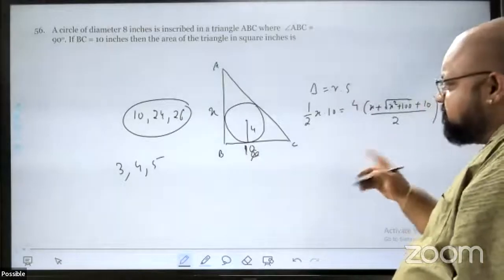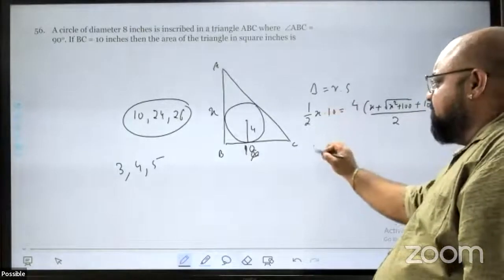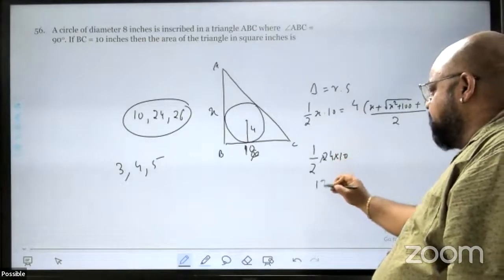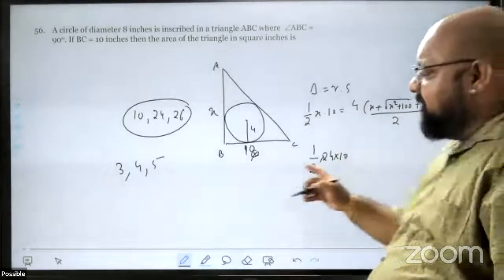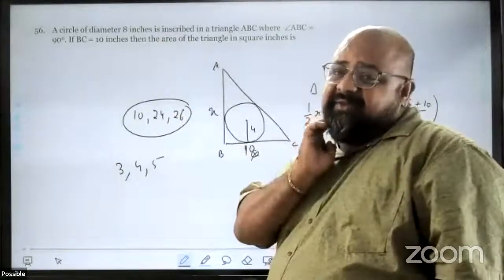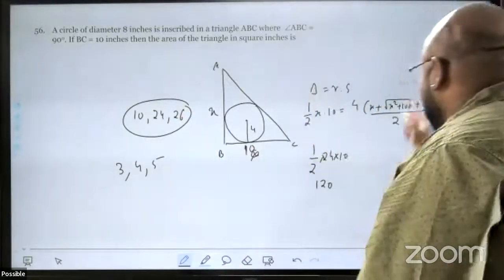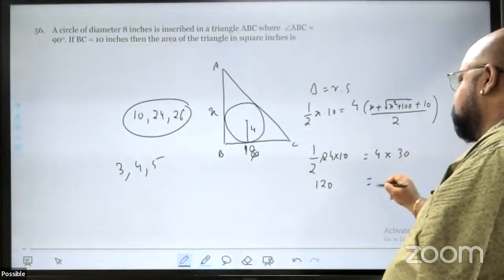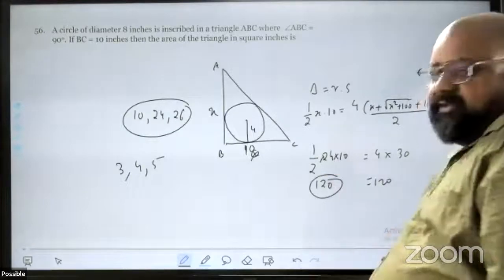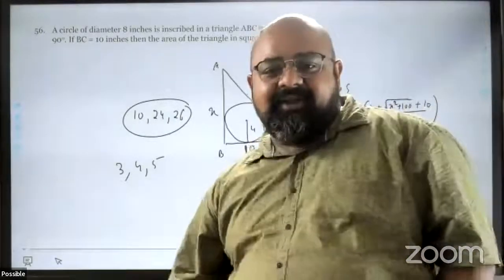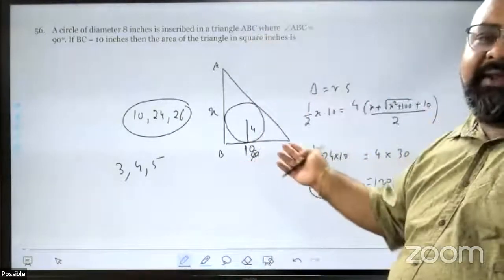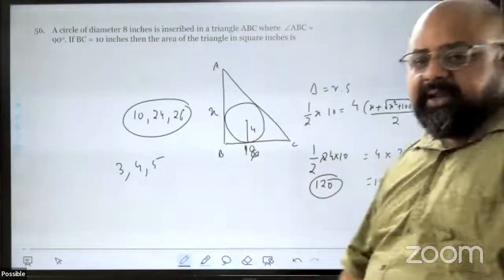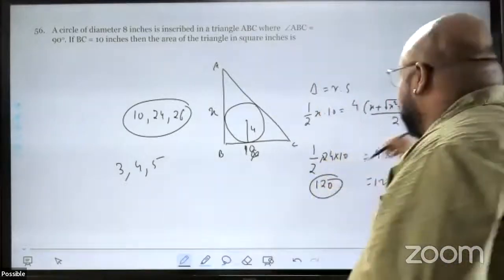Now, if I take the values 24 and 26, the area will become half into 24 into 10, which would be 120. The semi-perimeter will become 24 plus 26, which is 50, plus 10, 60 by 2, 30. So this will become 4 into semi-perimeter 30, which also comes out to 120. And thankfully, the value has fit the equation, and therefore x becomes 24, and therefore the area of the triangle will be 24 into 10 by 2, which is 120 inches square.